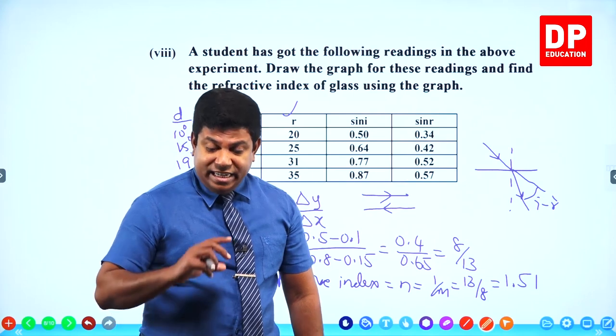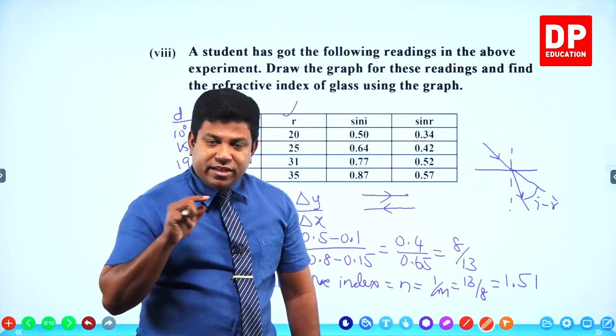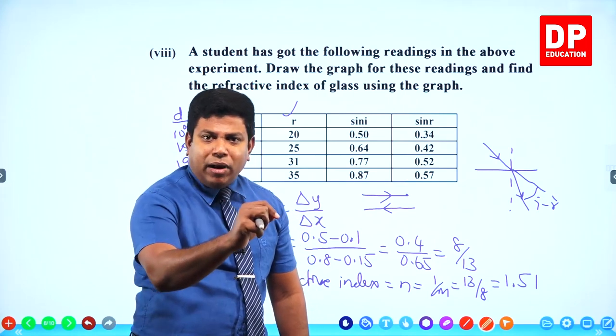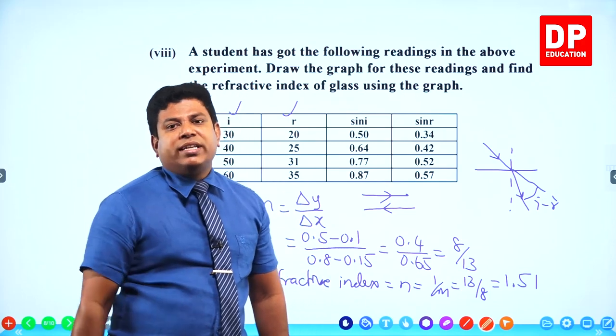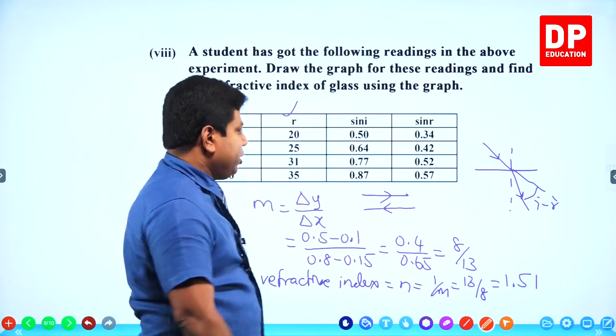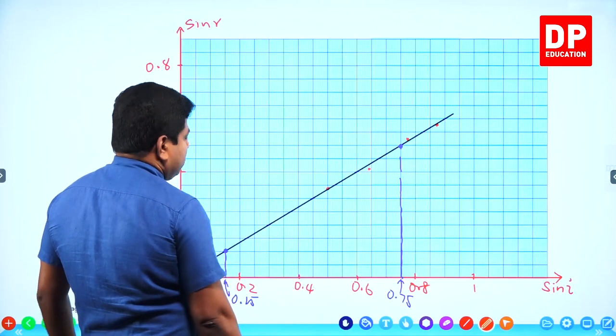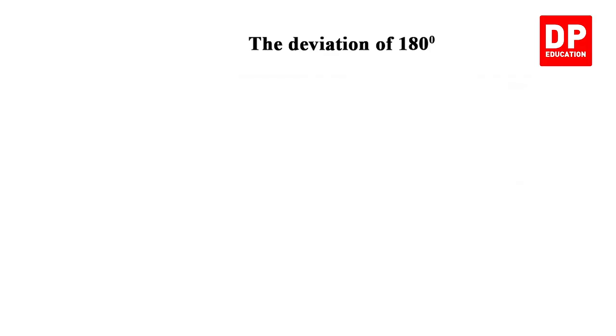So how do we return the ray? A ray travels in one direction. In the same line, it starts traveling in the opposite direction. How do we do that? Let me show it to you. Listen. See here. Let me keep a prism.